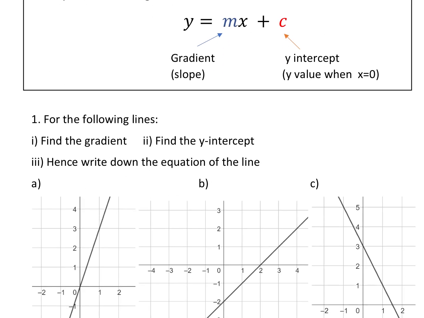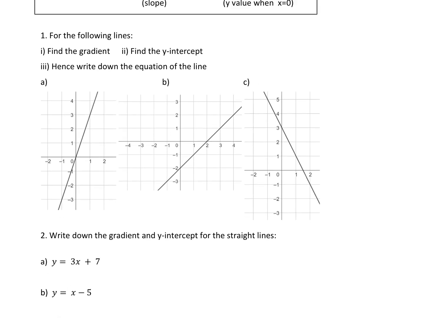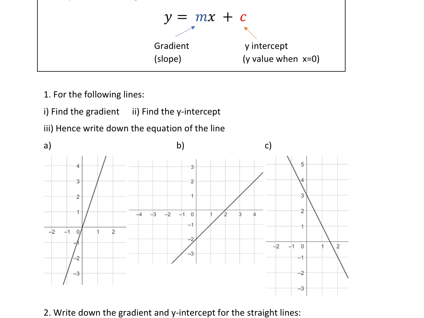Let's try some questions on that. For the following lines, find the gradient and find the y-intercept. Hence, write down the equation of the line. So to find the gradient, we need to pick 2 points that are simple to work with. So I'm going to pick 0, 0, and 1, 3.